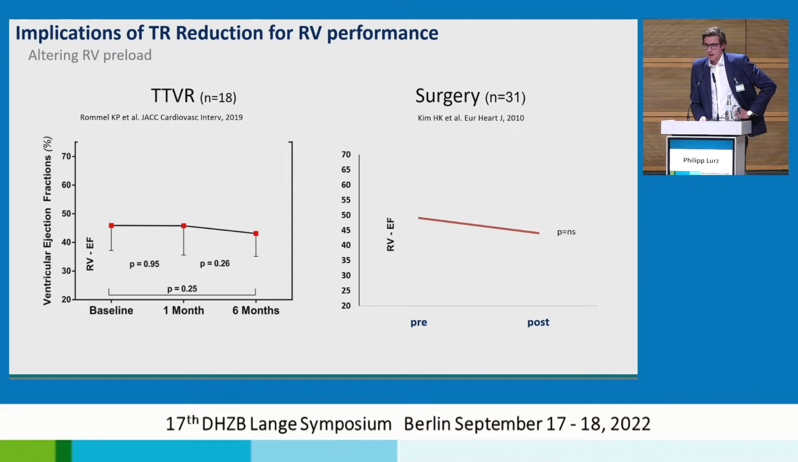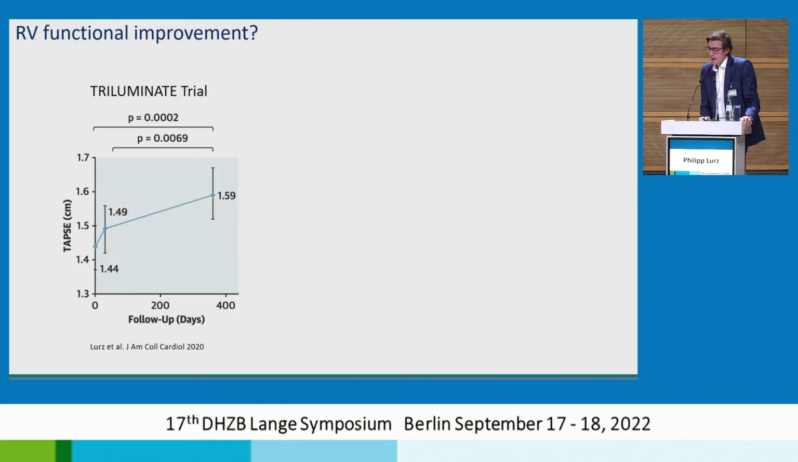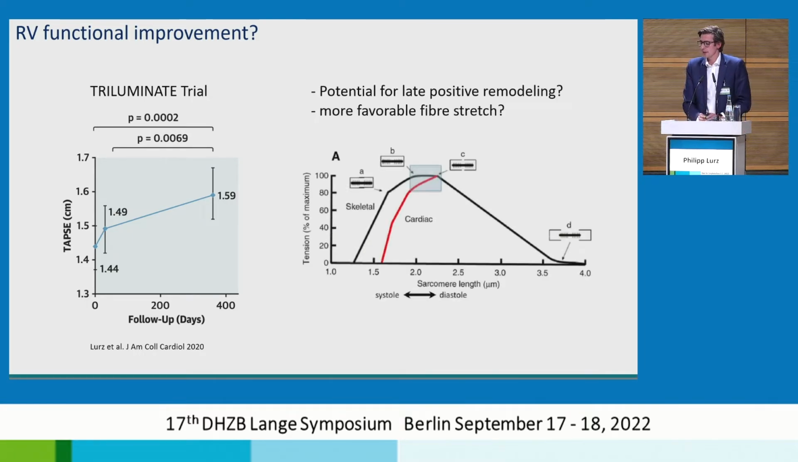We do have some MR data in our cohort suggesting that ejection fraction stays the same when we treat tricuspid regurgitation. There's also some surgical data where they used MR and looked at ejection fraction, again, no change. And we do have also some data suggesting that in some, we can even see some improvement in right ventricular function. Now, again, this is TAPSE with all the limitations, but a positive signal.